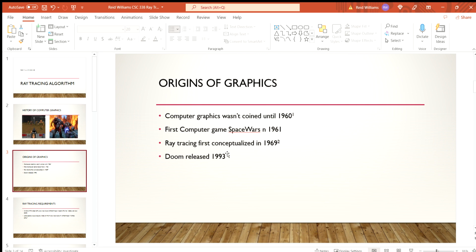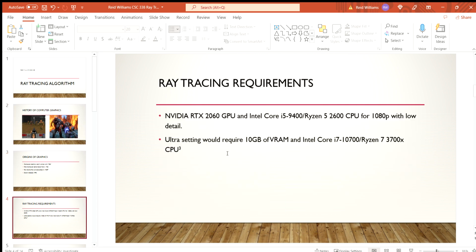And to just once again give a little bit of perspective, Doom, that original game on the left, came out in '93. So quite a bit after that was that game, and then in less than, or approximately, the time between the conception of ray tracing and the first FPS, we now have these crazy graphics.